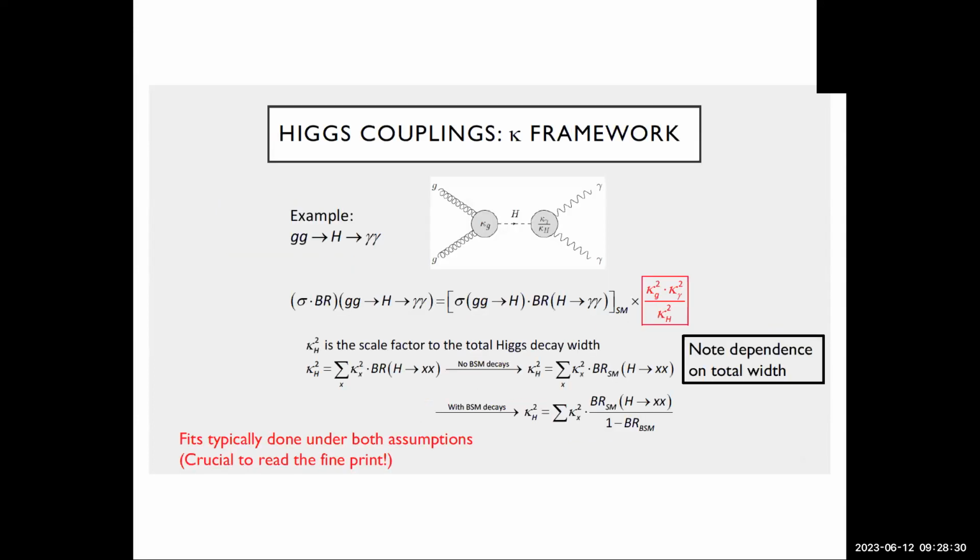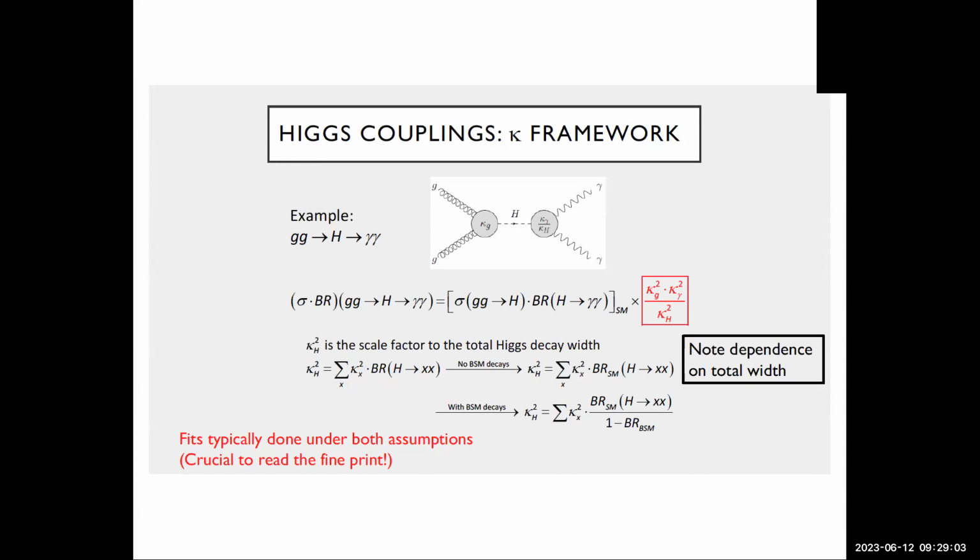Okay, so how does this work? This is the kappa framework. So here's an example of gluon gluon goes to Higgs, goes to 2 photons. So you've got 2 gluons, they're making a Higgs. You've got your fudge factor, which we'll call kappa G. You've got your Higgs decaying to whatever, the photons here. You've got your fudge factor for the Higgs coupling to 2 photons and your fudge factor for the total width, because you're calculating a branching ratio. So all that happens is that all your rates are rescaled by products of these kappas, these fudge factors.